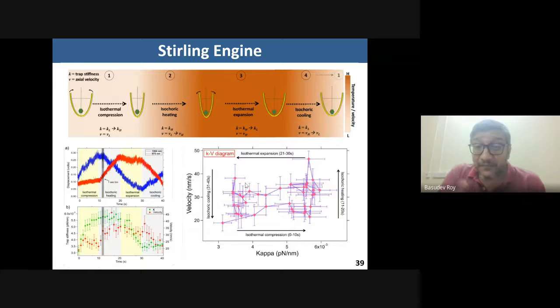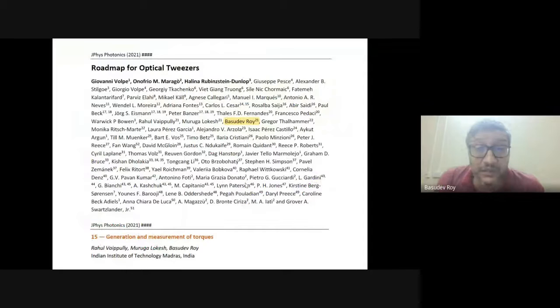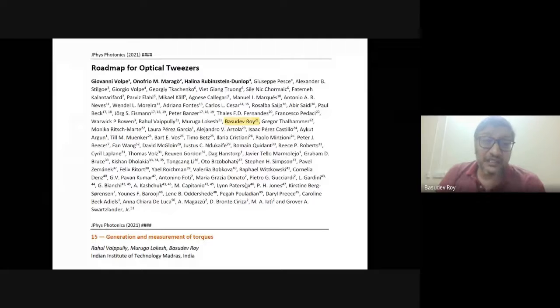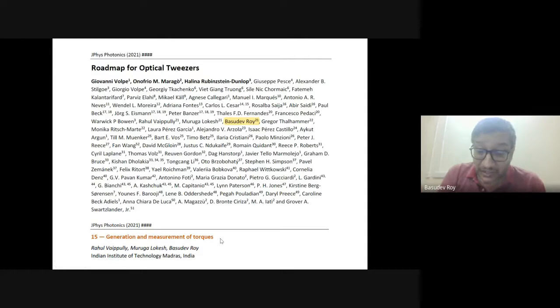So this is a Stirling engine that we have developed using these things. This pitch rotation work was found interesting enough that we were asked to write in the roadmap for optical tweezers that is under review. It's going to be coming out soon, and it has almost got favorable reviews. The entire community of optical tweezers has written. I wrote particularly about generation and measurement of torques, particularly out-of-plane torques. It is going to come out soon, so you can take a look later on.